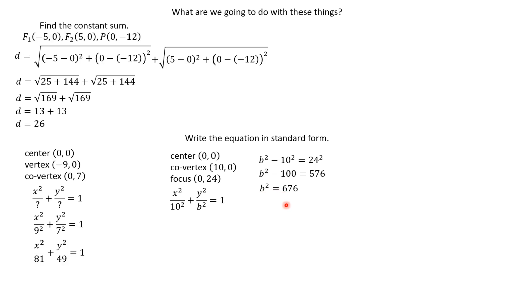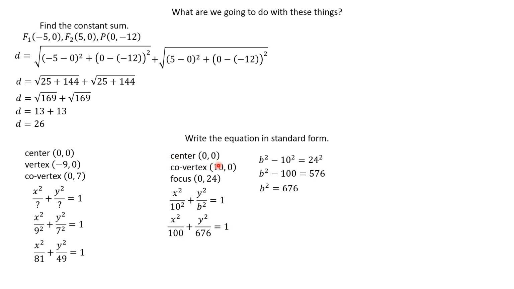So if you had something like b squared equaled 623, well, finding the square root's difficult, then you have to square it again. That number just goes here. So 676 goes here. 10 squared is 100. And so we have x squared over 100 plus y squared over 676 equals 1.